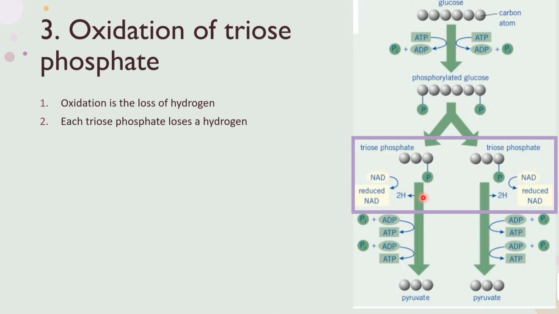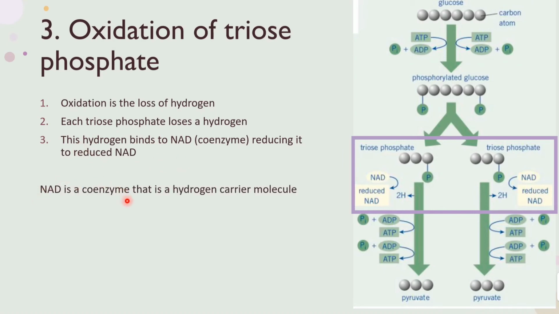So they are oxidized, the triose phosphate loses a hydrogen. And this hydrogen lost binds to NAD. So NAD is the coenzyme we were looking at in the beginning. So a coenzyme is a molecule that some enzymes require to function. So this NAD picks up this hydrogen and becomes reduced NAD.